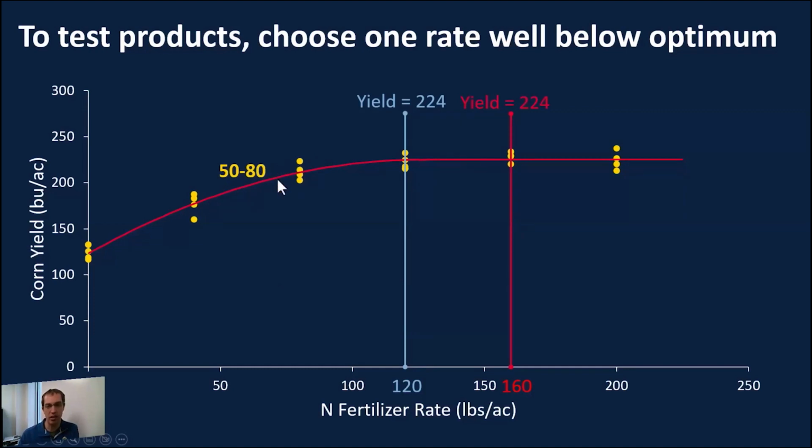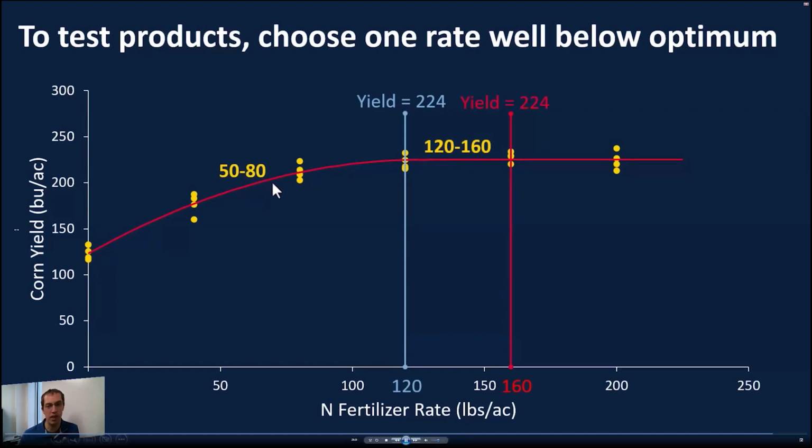So if we're really going to save nitrogen, this is where we're going to know for sure, in this range. And we can also compare it to a higher rate, such as 120 to 160, depending on your field and your yield potential. But we really want to make sure when we're testing these products that we go for a lower rate to see if it really is saving us nitrogen fertilizer requirements.